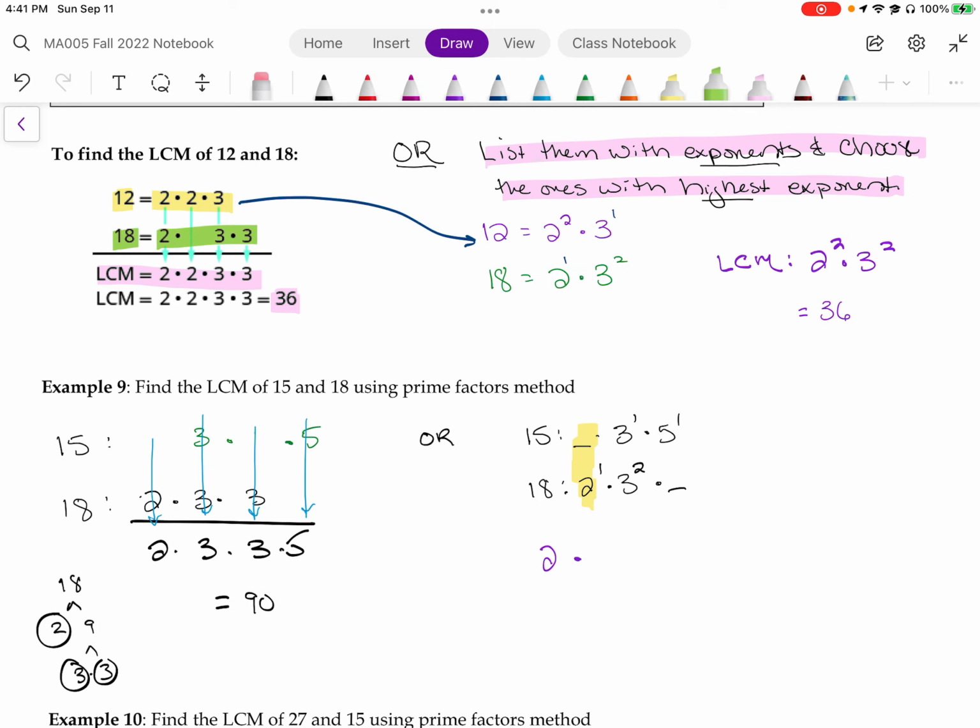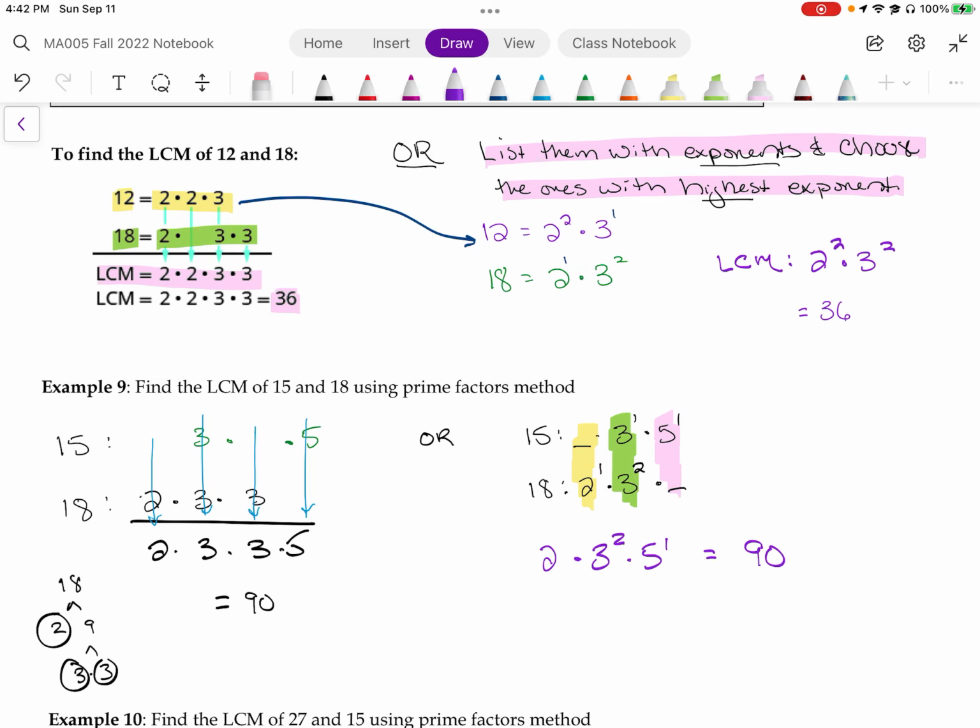All right, the next one you're going to look at is the 3's. Which one is the highest? That is the 3 to the 2. And then you're going to look at the 5's. Well, there is no 5 down below, so the highest there is 5 to the 1. All right, so put that in your calculator again, you get 90.